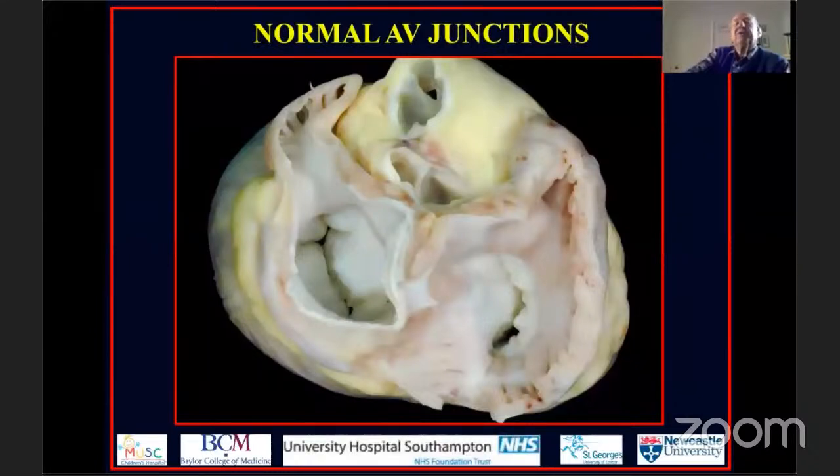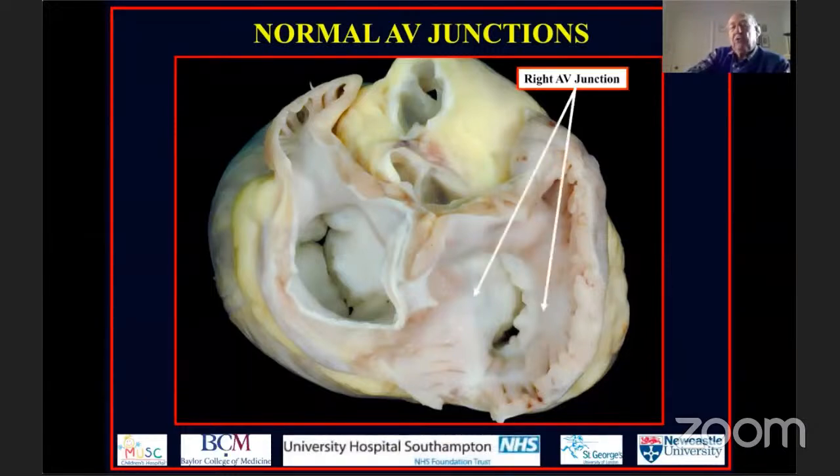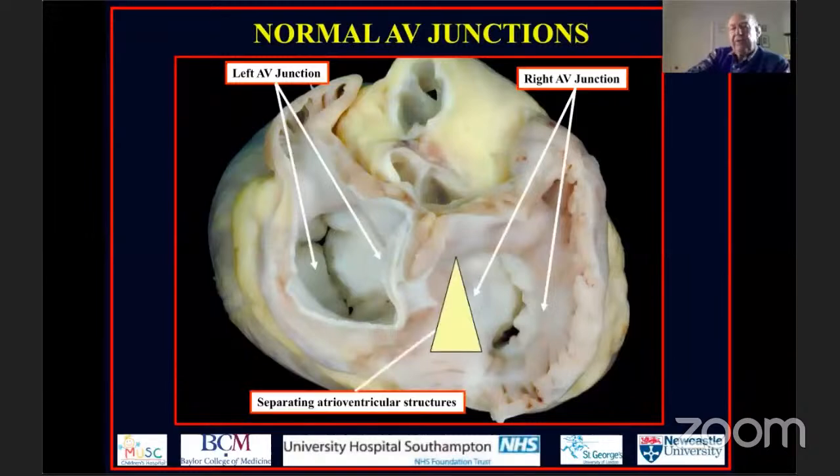So if, like me as an anatomist, you stand in the atrial chambers and you look down on the base of the ventricular mass, you get a picture that looks like this. So now the left-sided structures are to your left hand, the right-sided structures are to your right hand. And so to your right hand, you see the right atrioventricular junction. To your left hand, left atrioventricular junction. And between the two, the separating atrioventricular structures.